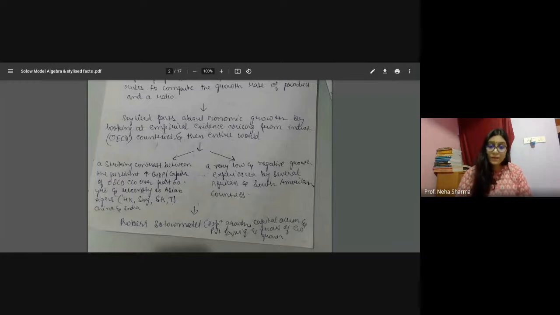What is the contrast with the Asian tiger countries? There is a striking contrast between the persistent increase in the GDP per capita of the OECD over the past 60 years, which has recently been seen in the Asian countries as well, and the very low and negative growth experienced by several African and South American countries. That is where the model constructed by Robert Solow gives us a way to think about the impact of population growth, capital accumulation, saving, and the process of economic growth.